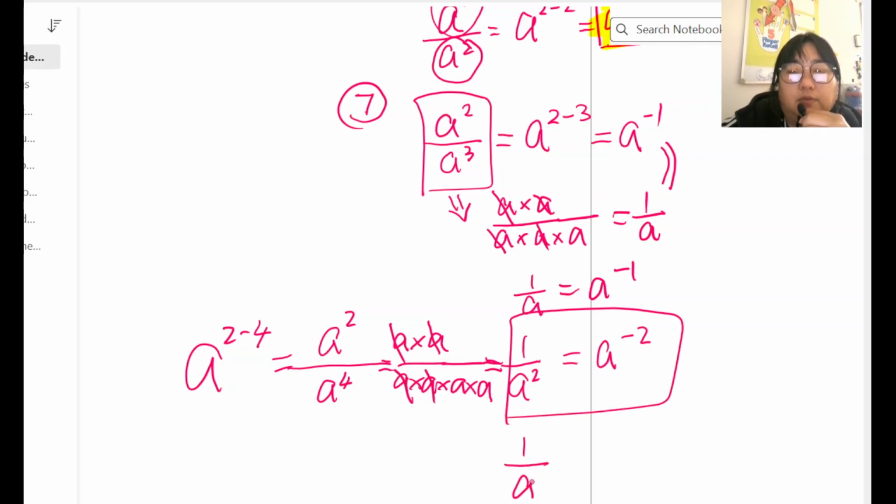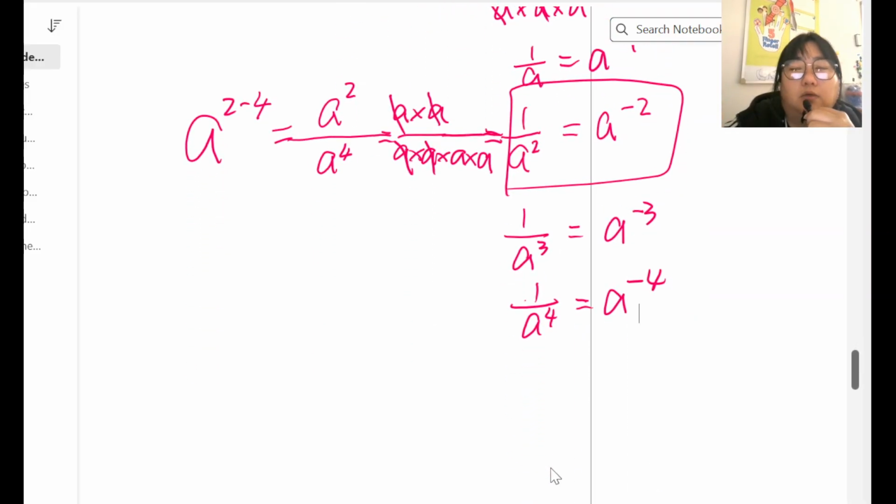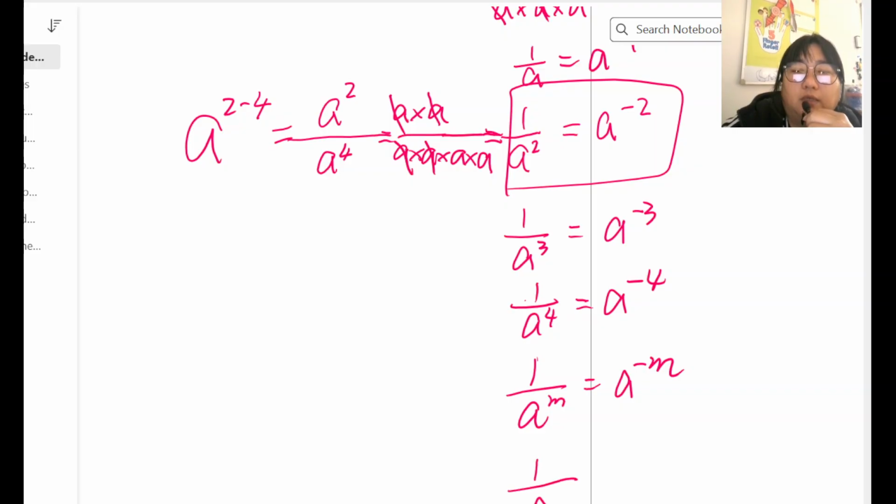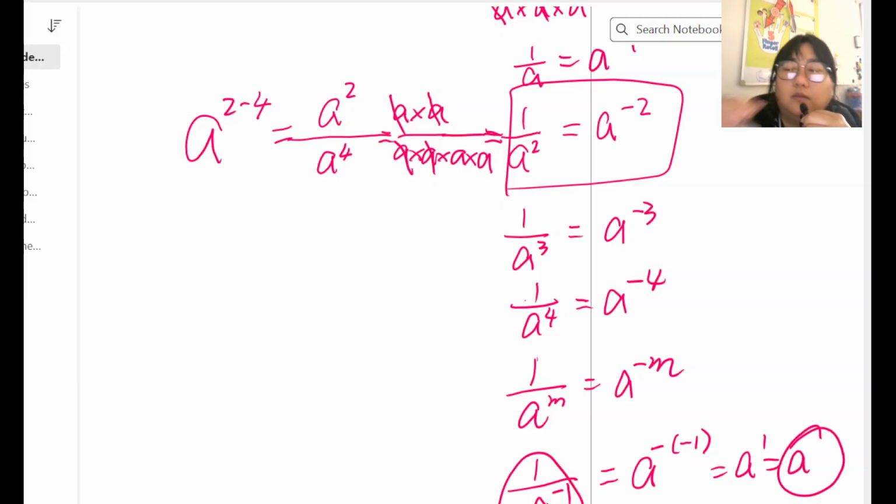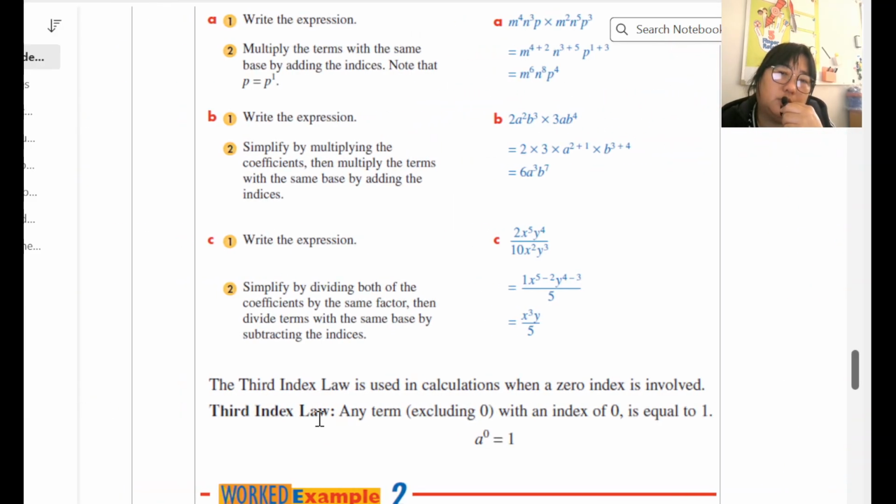Now check, if I give you cube, what can you write? Negative 3. If I give you 4, what can you write? Negative 4. That is the reason, okay? So you can write down a common formula: 1 over a to the power of m is a to the power of negative m, okay? So that means if I give you a to the power of negative 1, you can write down what? 1 over a to the power of 1, that is 1 over a, okay? So keep that in your mind, and when we do the questions later, we can use all these laws.